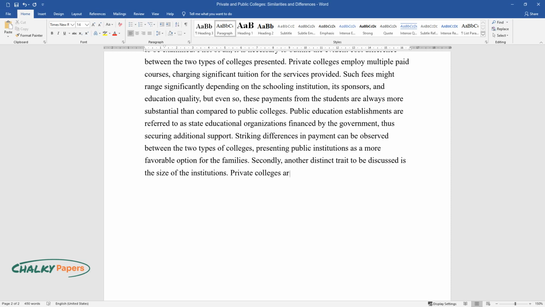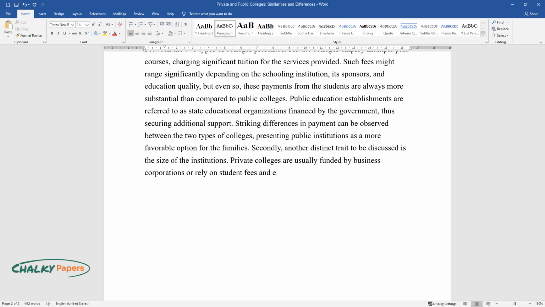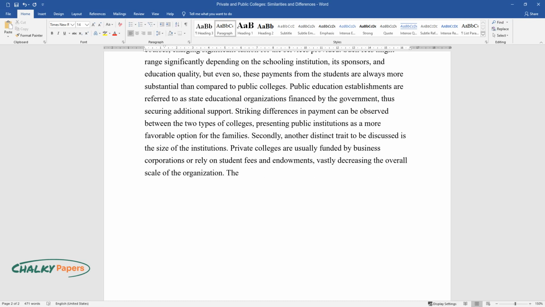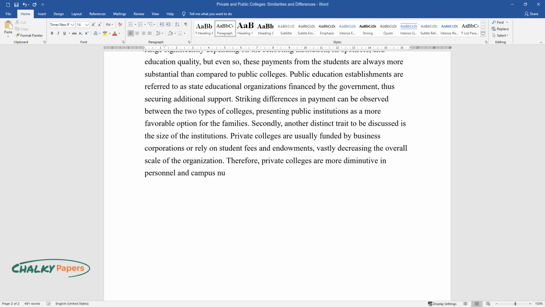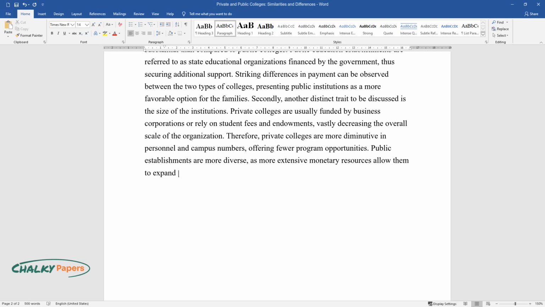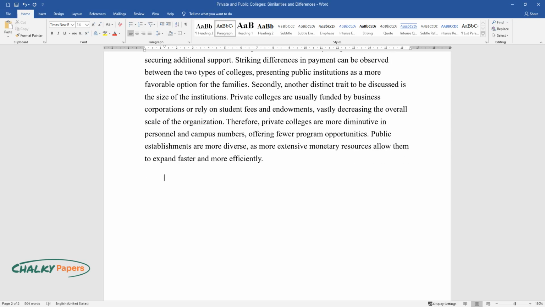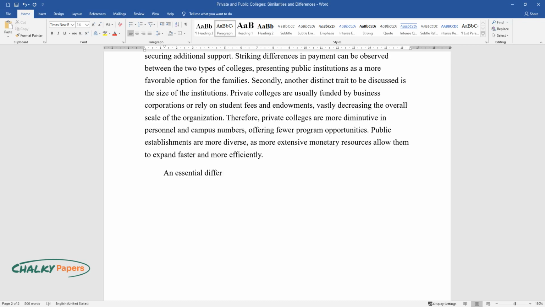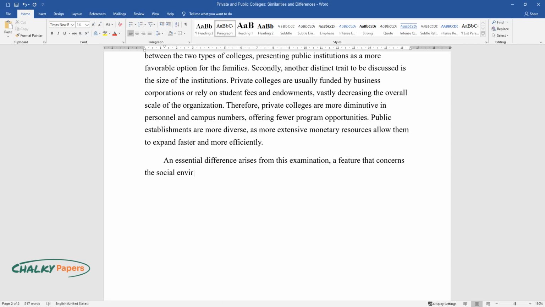Private colleges are usually funded by business corporations or rely on student fees and endowments, vastly decreasing the overall scale of the organization. Therefore, private colleges are more diminutive in personnel and campus numbers, offering fewer program opportunities. Public establishments are more diverse, as more extensive monetary resources allow them to expand faster and more efficiently. An essential difference arises from this examination, a feature that concerns the social environment.